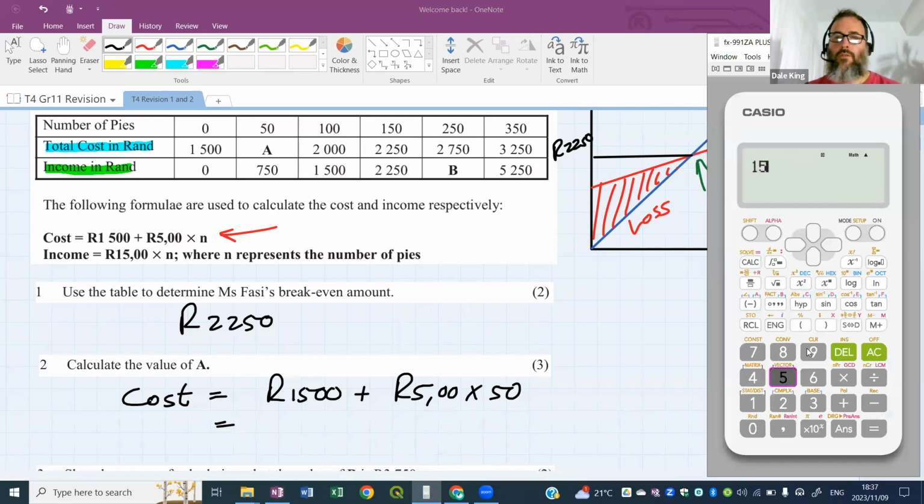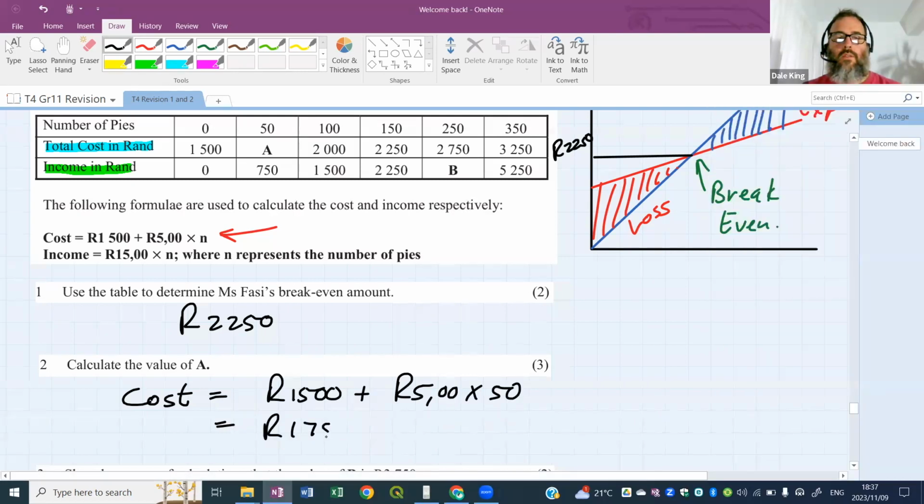So we're going to say 1500 plus, and you know what I'm like? I always like to use brackets. I'm just like that. And we get 1750. Okay, well done. So that is the cost. So we're just using the formula that they give us to work out the cost there.